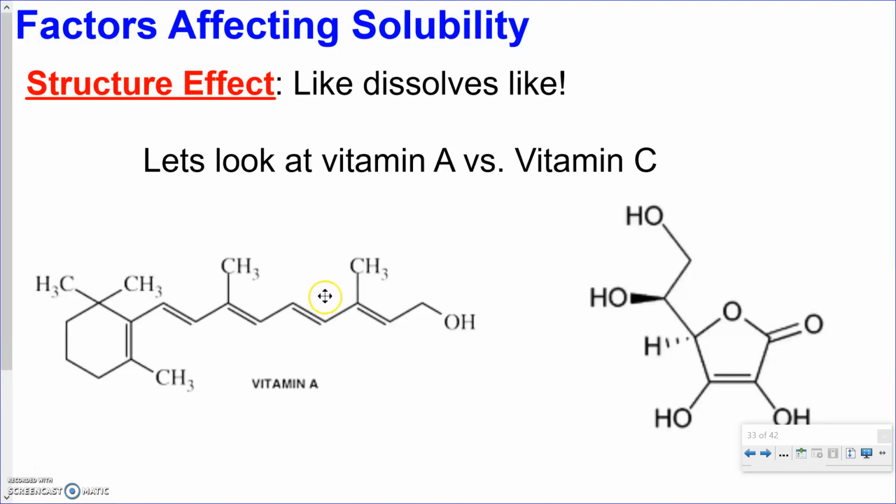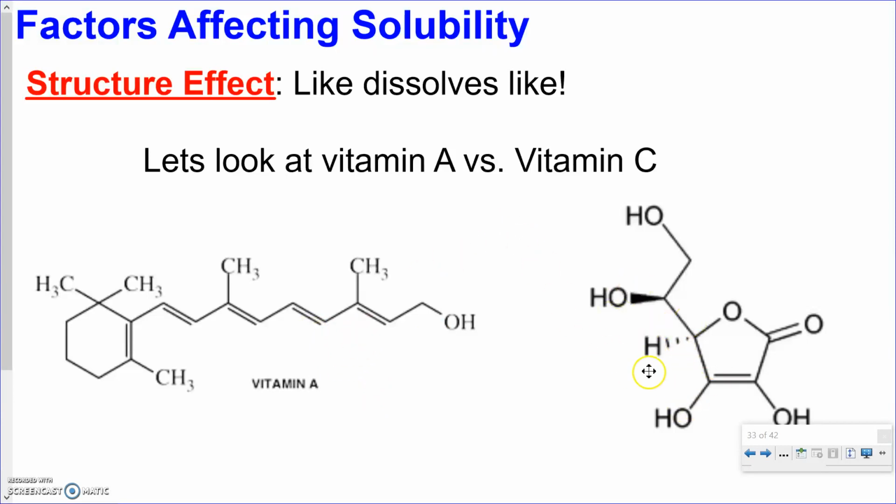What you'll find out as we move through, if you're planning on taking OChem or anything in the future like that, is there's not as definitive a line between whether something's polar or non-polar, meaning you can have a structure that for the most part is non-polar but does have a polar tail, and overall we say the structure is non-polar. So vitamin A is considered non-polar.